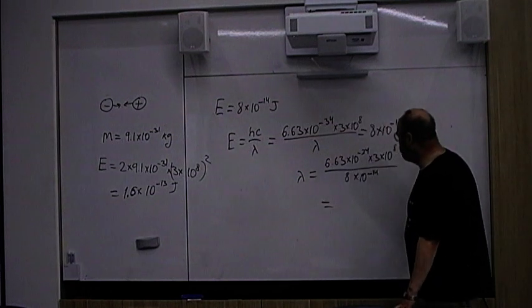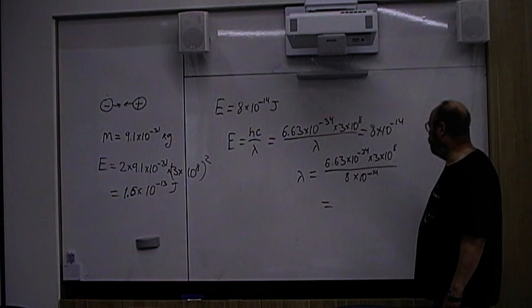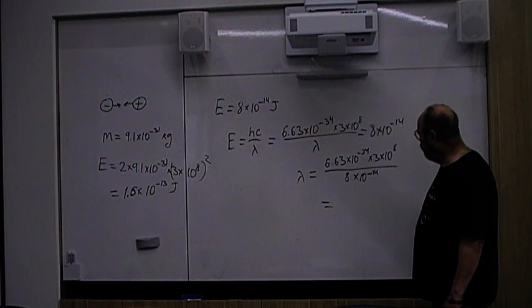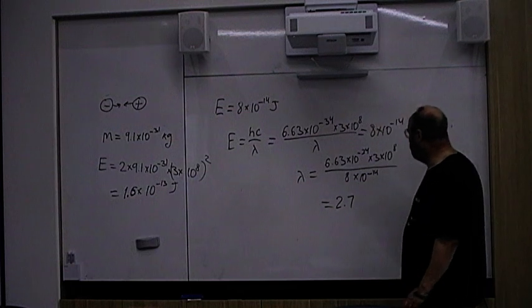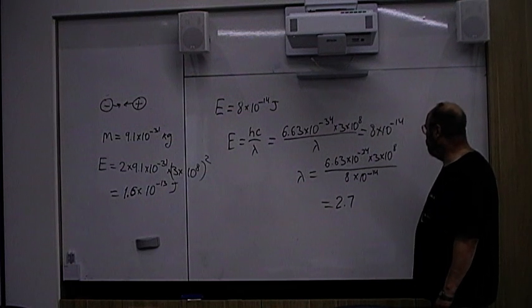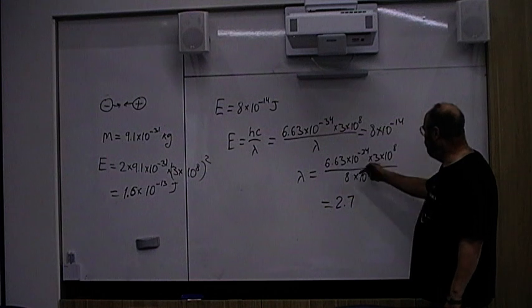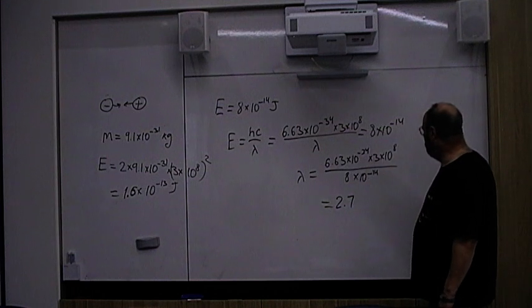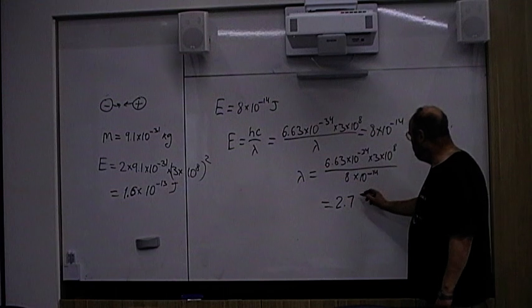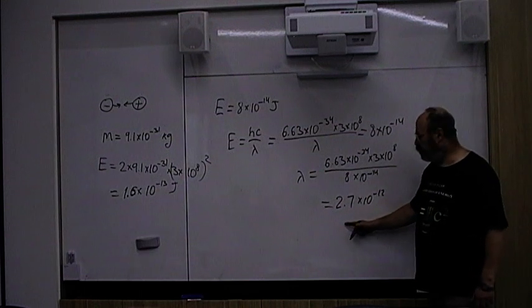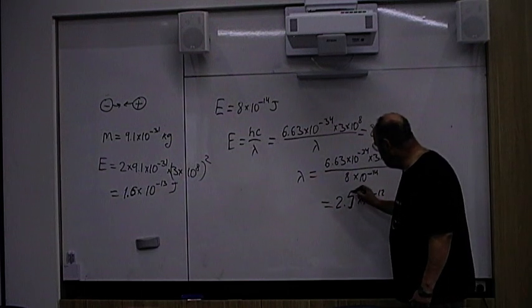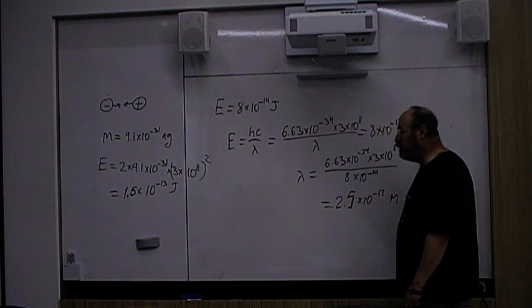So the wavelength will be equal to 6.63 times 10 to the negative 34 times 3 times 10 to the power of 8 divided by 8 times 10 to the negative 14. That will be approximately 2.5 times 10 to the negative 12 meters. Can you please check my calculation?